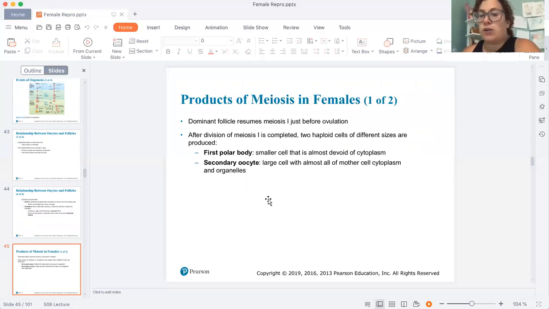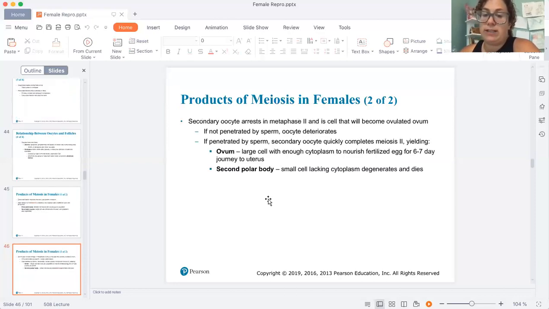You'll have one that's a first polar body, which is basically just a fragment of the dominant follicle, and a secondary oocyte, which is the larger one, and it has almost all the mother cell that it came from, with the cytoplasm and organelles. So the first polar body is just fragments, basically, and the secondary oocyte is what we need to occur.